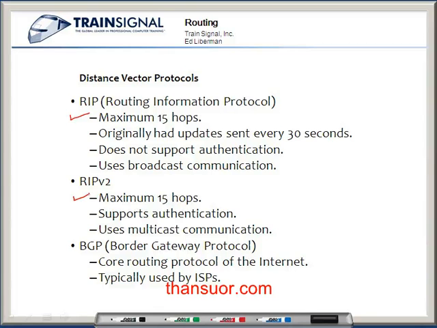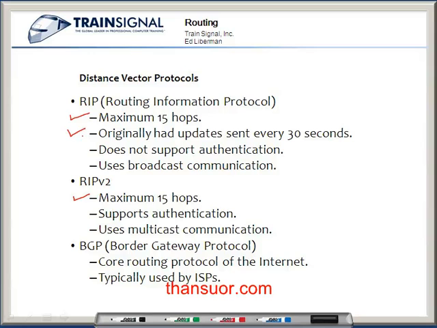Now, the first version of RIP originally had updates sent out every 30 seconds. Okay, and in the early days of routing protocols, this was not a big deal. But as networks grew, people really started to realize that this could be a problem. There could be a lot of data being sent out there.